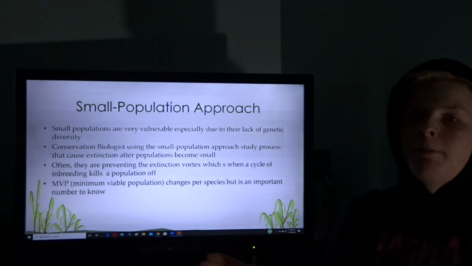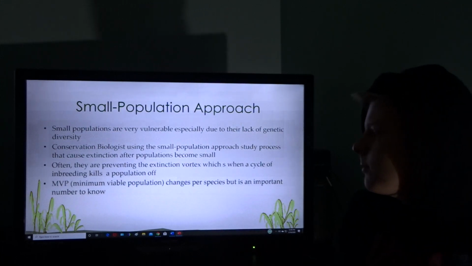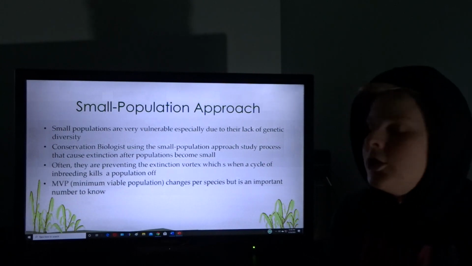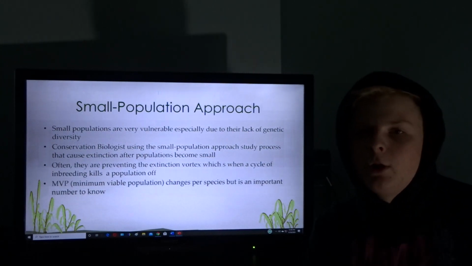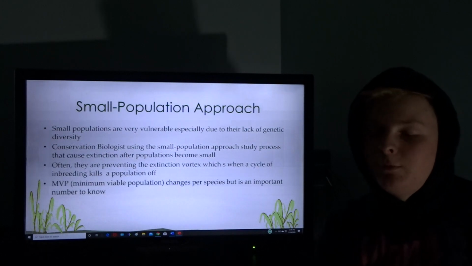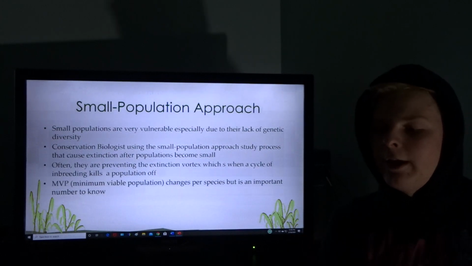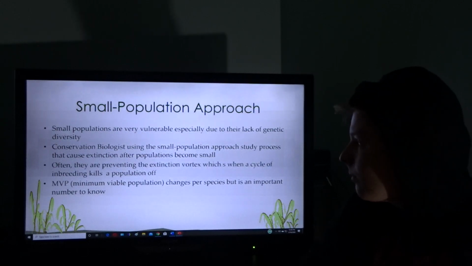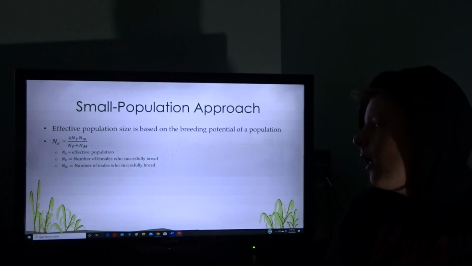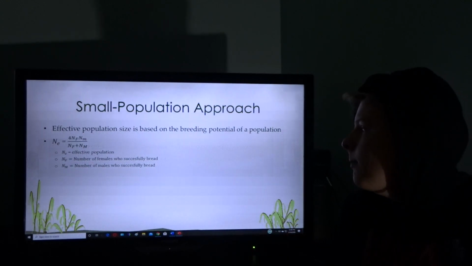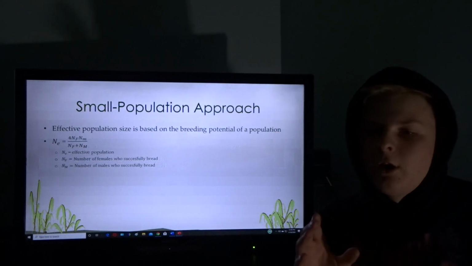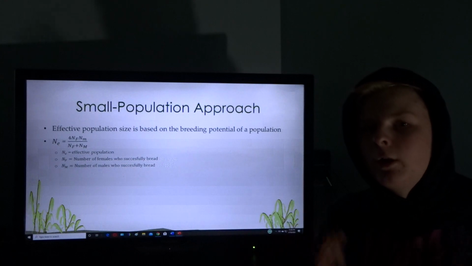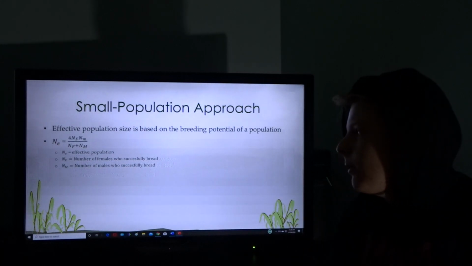And so a lot of times these small population approach conservation biologists are looking for what's called an MVP, or a minimum viable population. And this changes by species, but it's an incredibly important number for them to know, because they can basically set a lower limit: if the population drops below this level, it's almost guaranteed to die out. So there's a method for calculating MVP, because MVP isn't necessarily based off of the number of organisms within a population. It's more so based off the number of organisms that can and actively are breeding within a population.